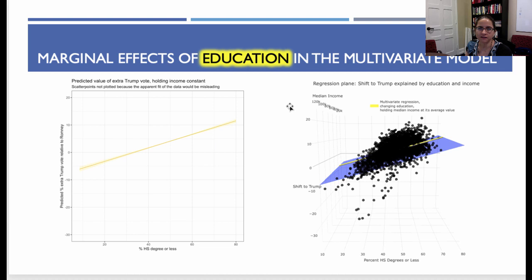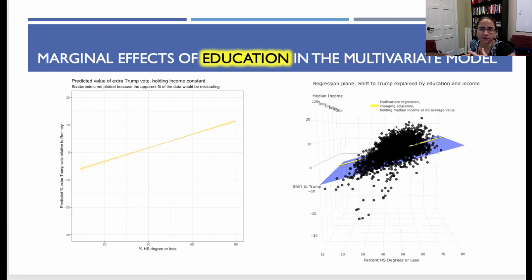But on the left-hand side, instead of plotting scatter points, because as we'll see in a minute, they would be really hard to interpret in this graphic, I'm going to plot a predicted line for the percent of the county that has a high school degree or less against the predicted value. So that yellow line is a predicted value. It's saying, what would I expect based on the regression line for the value of the shift towards Trump to be. We usually plot these as predicted values once we've got multi-dimensions going on, because it's hard to understand what's going on if you're plotting something in 3 space and plotting the points there too.